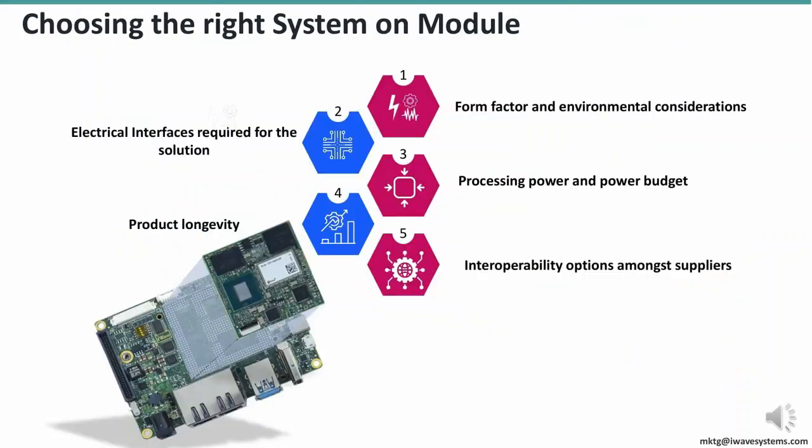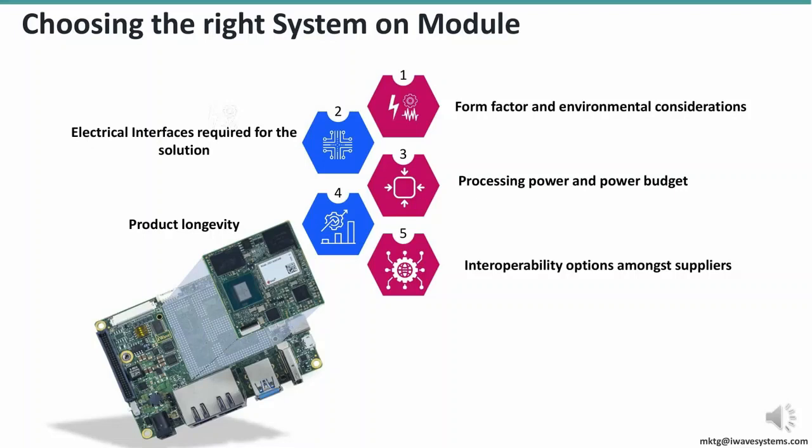So what are the key considerations? This maybe lays out key guidelines for the OSM specification. So the top 5 criteria for choosing a system on module, be it a SMARC or Q7 or an OSM. The first one would be in terms of the form factor and environmental considerations. For example, the OSM is more fit for rugged environments with high vibrations, which we'll touch upon in the deep dive a few minutes later.